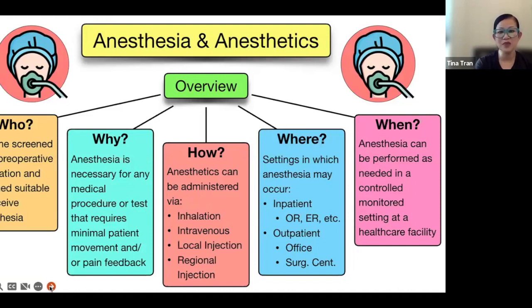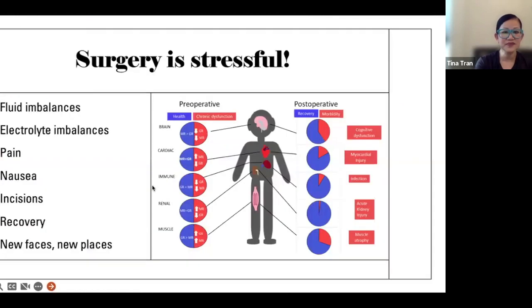Anesthetic administration can occur in several different places, including the OR. Some anesthetics will be given in the ER or in the office or surgical centers. And usually it can be performed safely in an area that has the appropriate monitors, as well as a facility that can provide support to the providers and to the patients if they need.